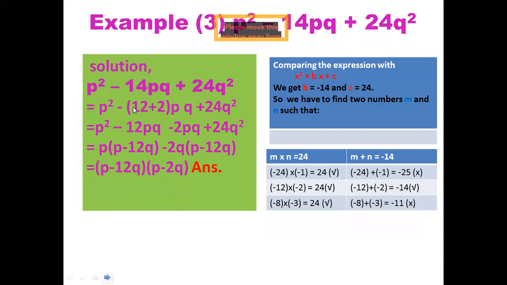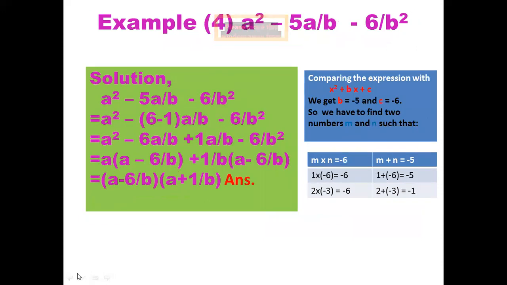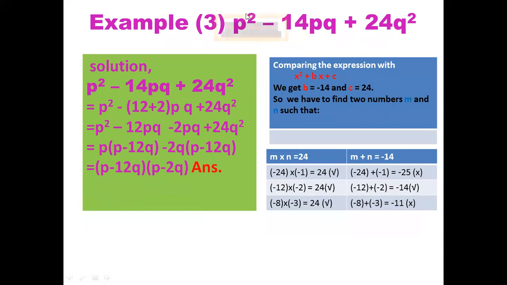And this is example number 3. In this example number 3, look at p square minus 14 p q plus 24 q square. Solution: look here, p square minus 14 pq plus 24 q square. In place of b we have minus 14, because here is b, and in place of c there is 24. Its coefficient is 24.